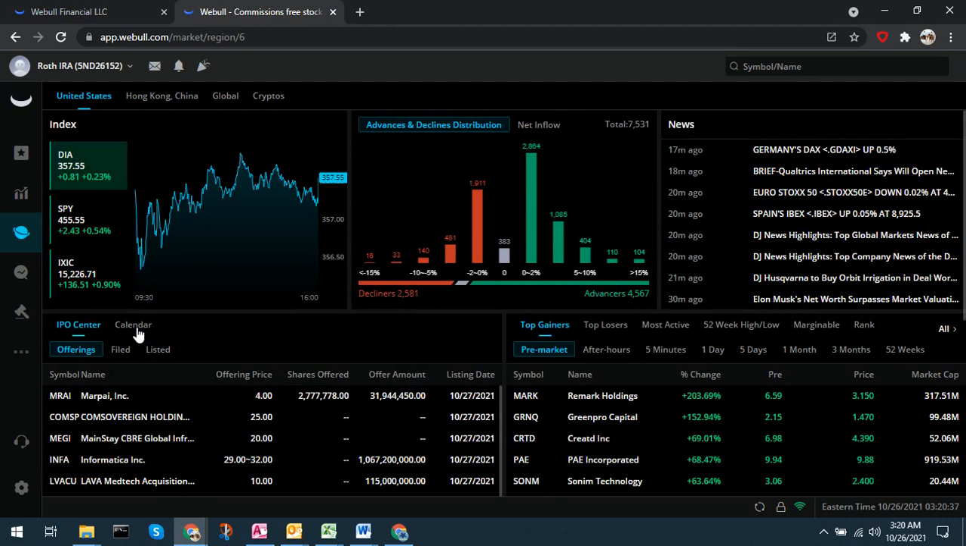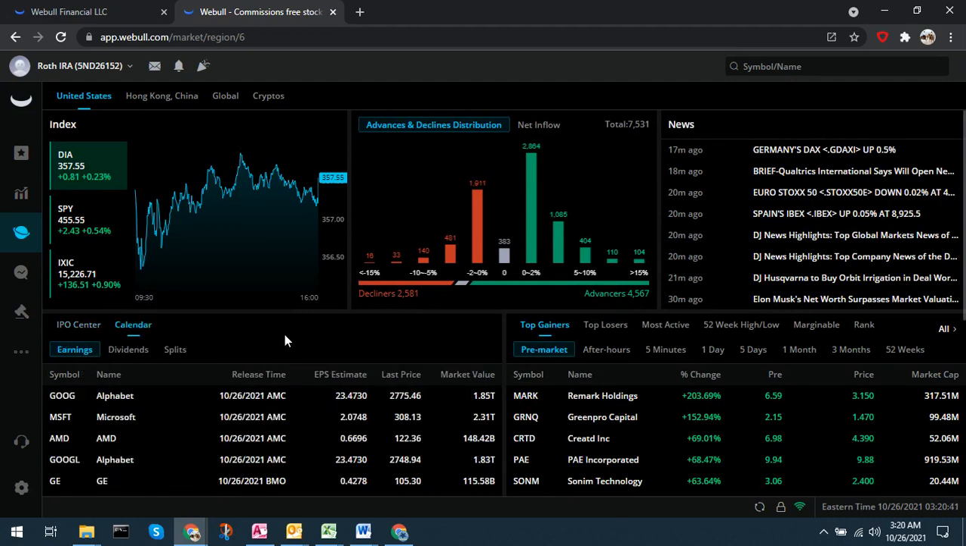We also have the calendar tab in this pane. So if we click on calendar, we can see different types of calendars in this pane. The first selection is the earnings. So we can see upcoming earnings very quickly and easily by just selecting calendar earnings. So we can see when is the release time, and it will show AMC is after market close, or BMO is before market open.